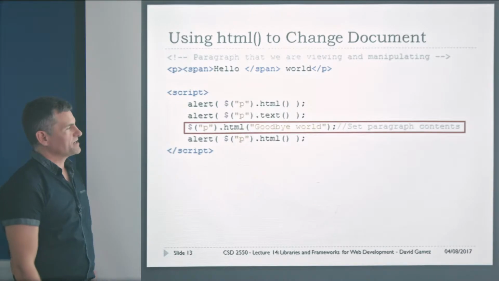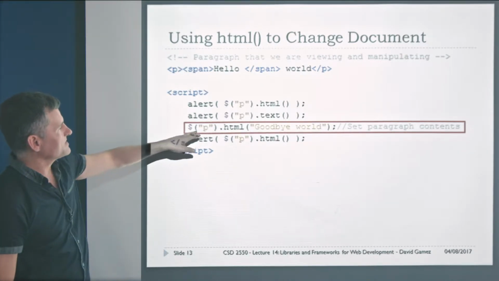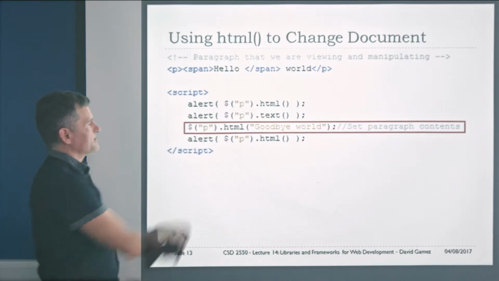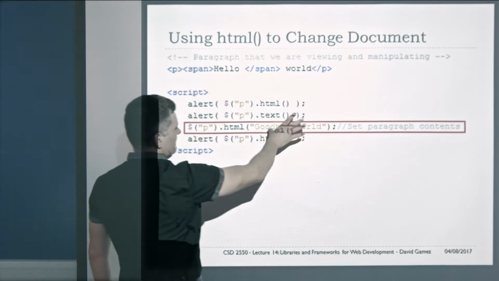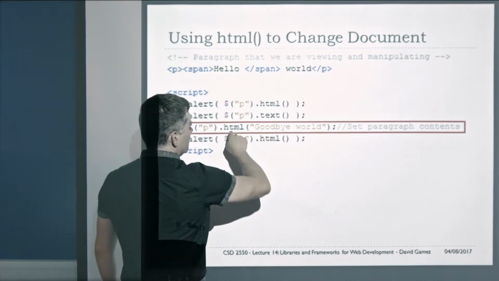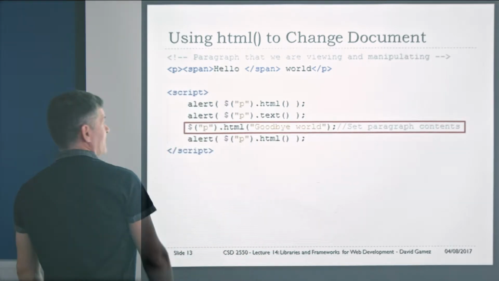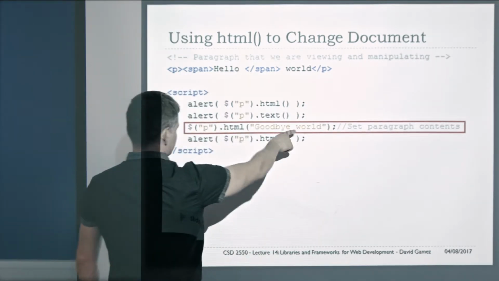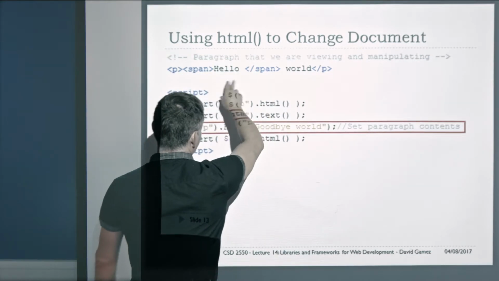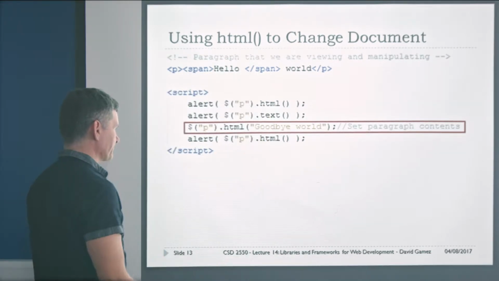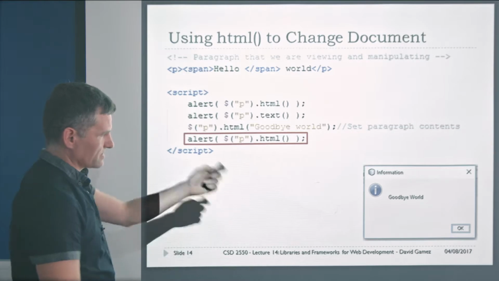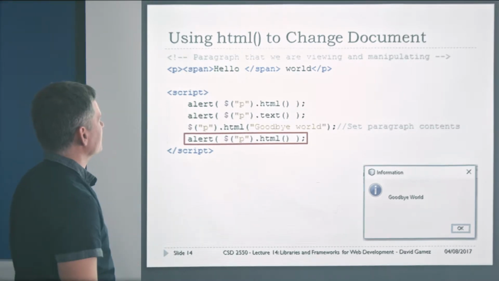We can also use html to change the document. Once we've selected p, we can then do .html, and instead of empty braces, we can specify what the HTML should be. So we can set the paragraph contents. In this case, changing it from hello world with the span stuff to goodbye world. And that's what we see when we look at the HTML again.